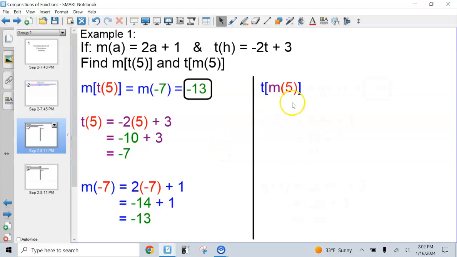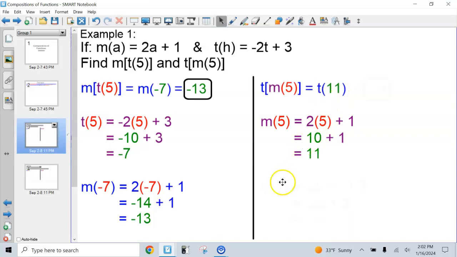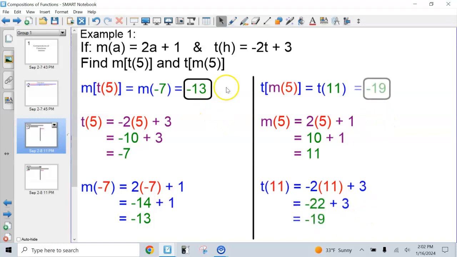Now we do t of m of 5. m of 5 is first. Go to equation m, plug in 5 for the letter a, multiply, combine. We now replaced m of 5 with 11. Now we're going to go to equation t, plug in 11 for the letter h, multiply, then add, and that's our answer. So negative 19. Notice both answers are different.